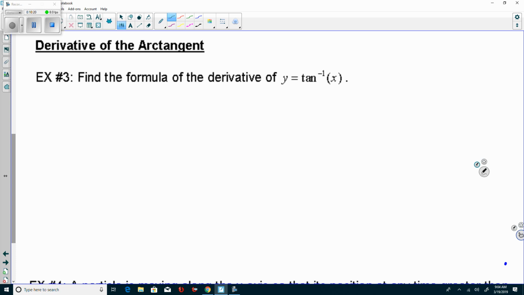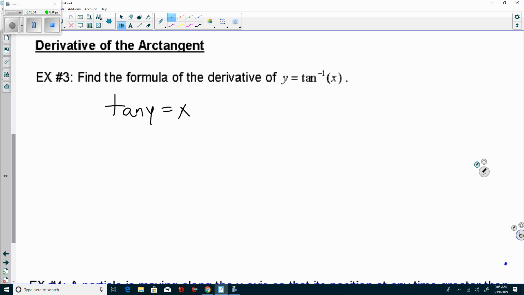So the next one, find the formula for the derivative of y equals tan inverse of x. And yes, this is also in the book. Following right along, page 167 if you want. Okay, so what do we do first? Switch such that you have tan y equals x. That is the inverse function relationship. Now we're going to take the derivative.